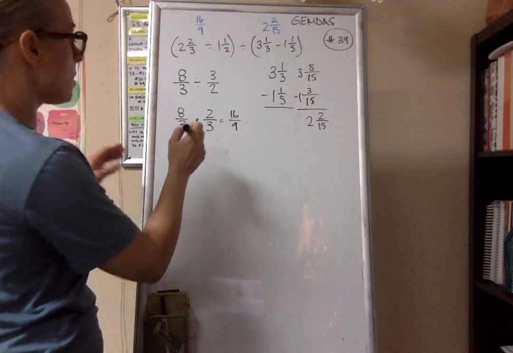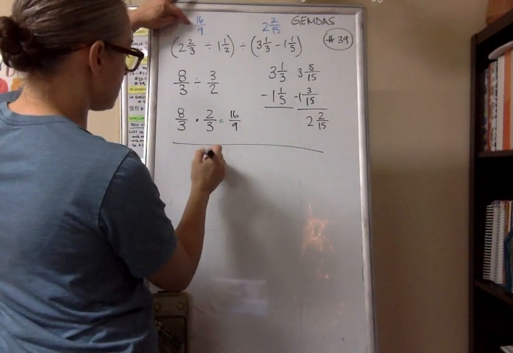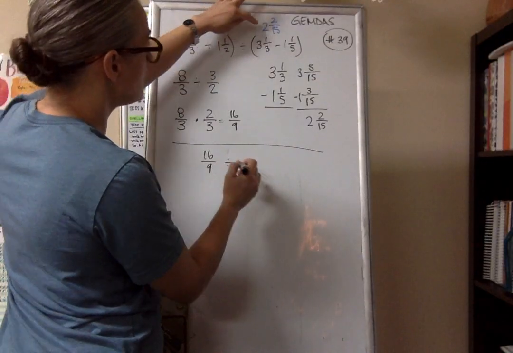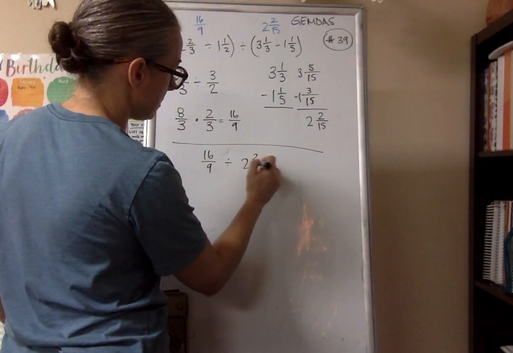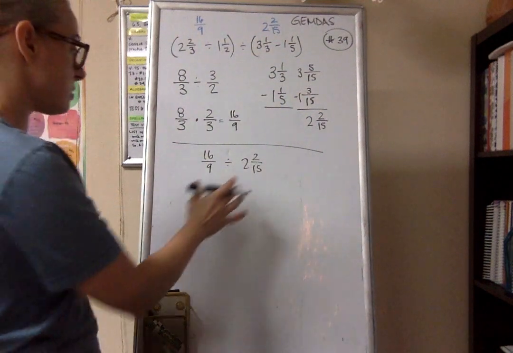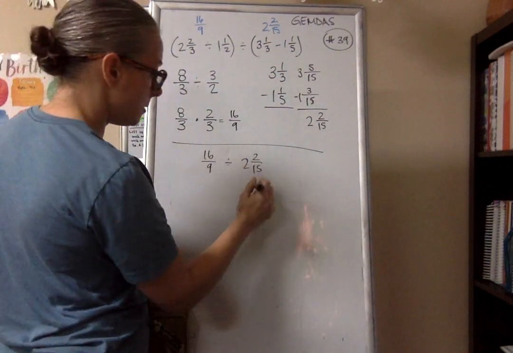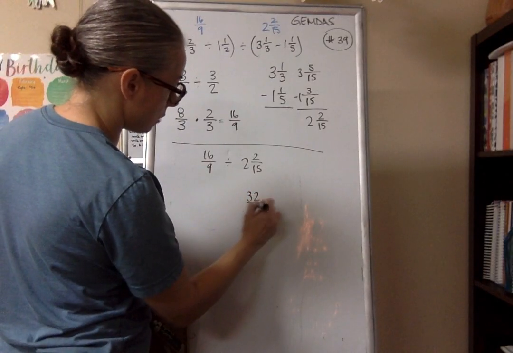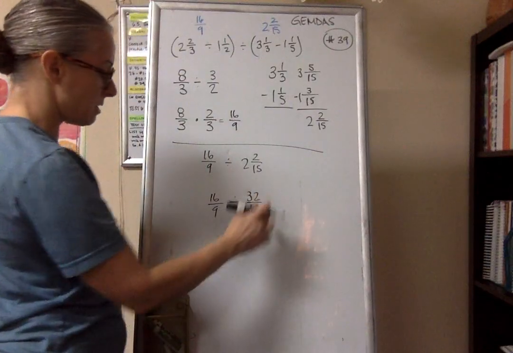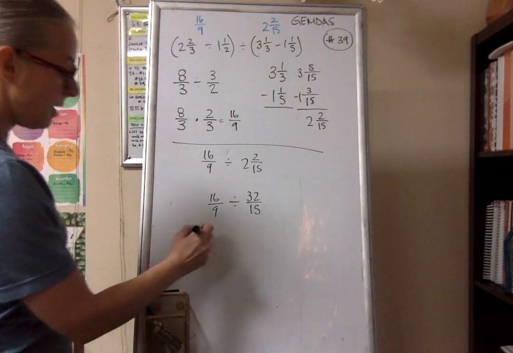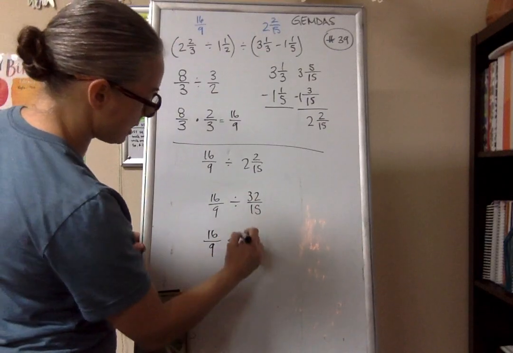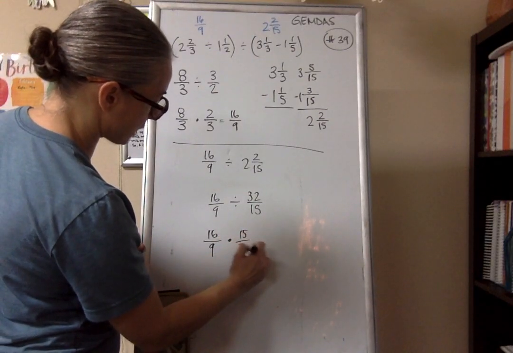So now this is what my problem looks like. 16 over 9 divided by 2 and 2/15. And I need to rename this mixed number as an improper fraction. So 15 times 2 is 30, plus 2, 32 over 15. So I have 16 over 9 divided by 32 over 15. And I'm going to keep the first fraction, change division to multiplication, and flip the second fraction.